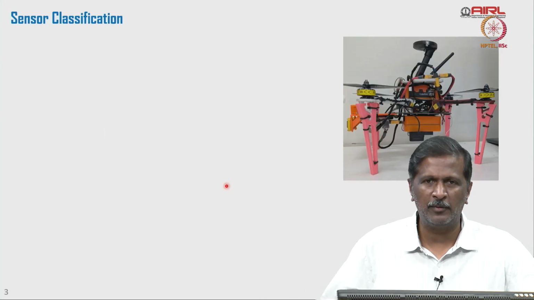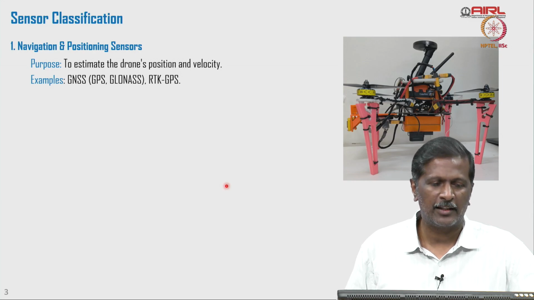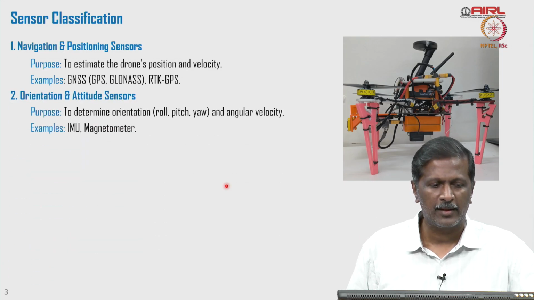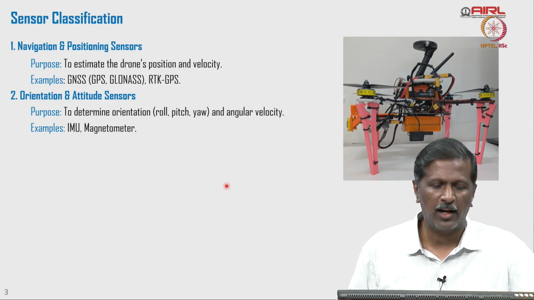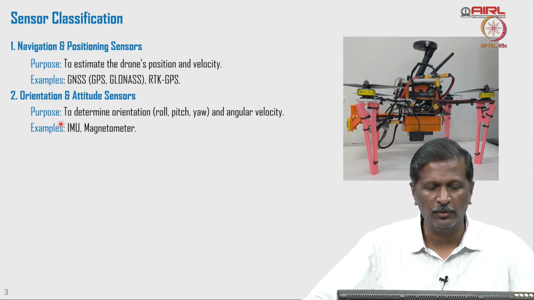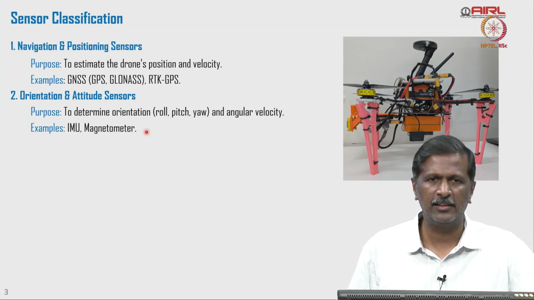Okay. Now, when we are trying to classify the sensors, we have sensors required for navigation and position. For example, we have the GPS sensor. The GPS sensor tries to provide the position of the drone and it also provides the velocity, right. We have orientation and attitude sensors, that is to determine our Euler angles, roll, pitch and yaw, and angular velocity, what we call P, Q and R. We use IMU and magnetometer. Magnetometer will give me the heading of the drone, in what direction the drone is flying.